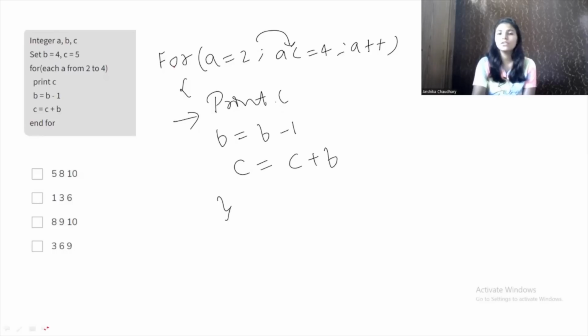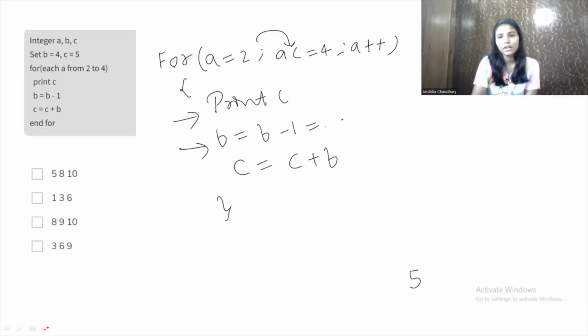So what is the value of C? C is 5 first of all. So we will print 5, right? Then the control will move here, and this will be B minus 1. So what is the value of B? B is 4. So 4 minus 1 is 3. Now C assign C plus B. So C value is 5, and B value is 3. From here you can see that B value is 3, so it will be 8, right?